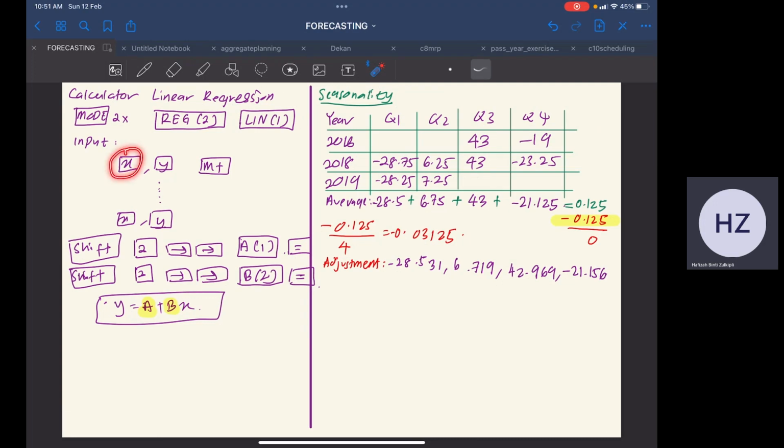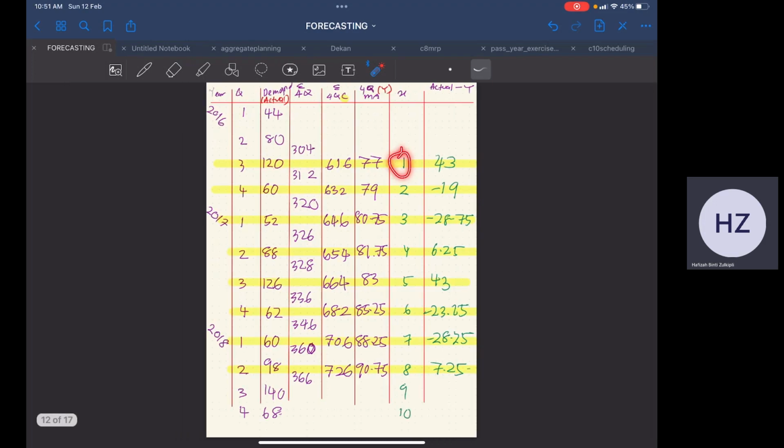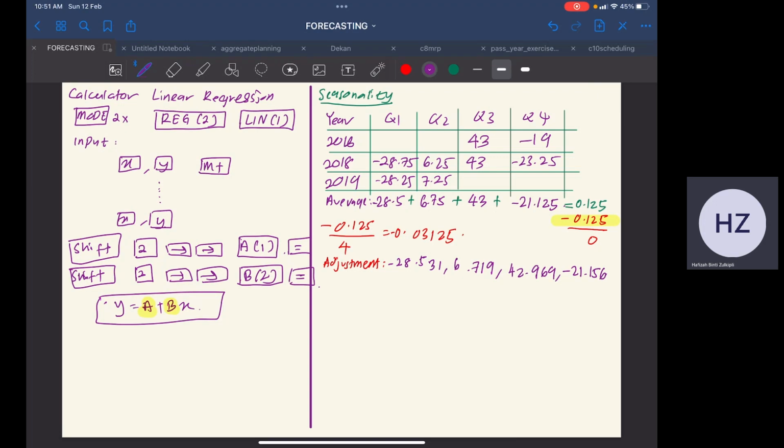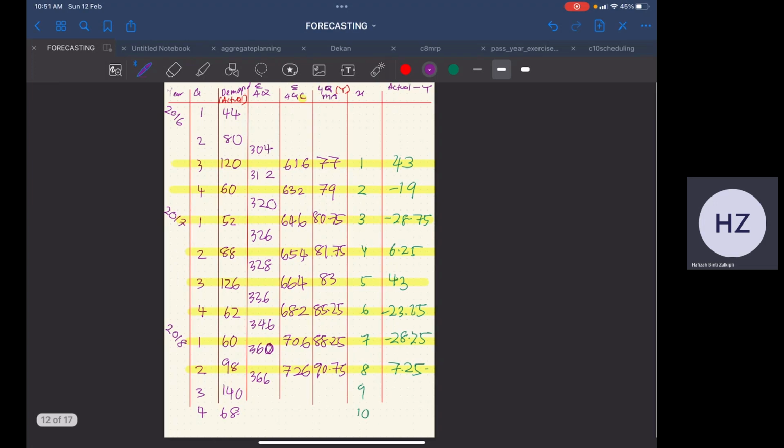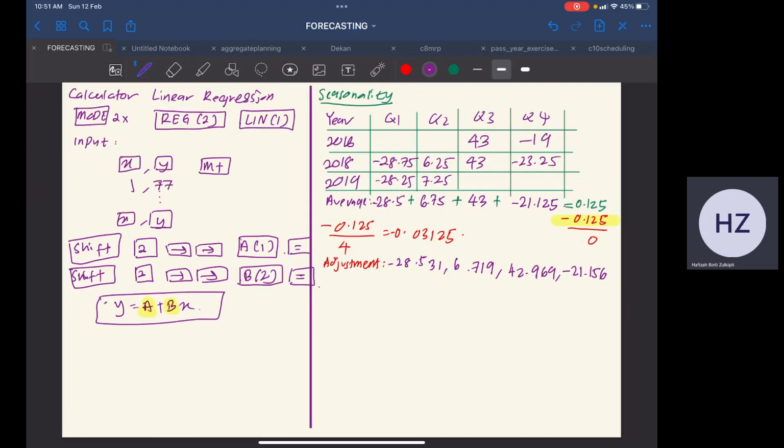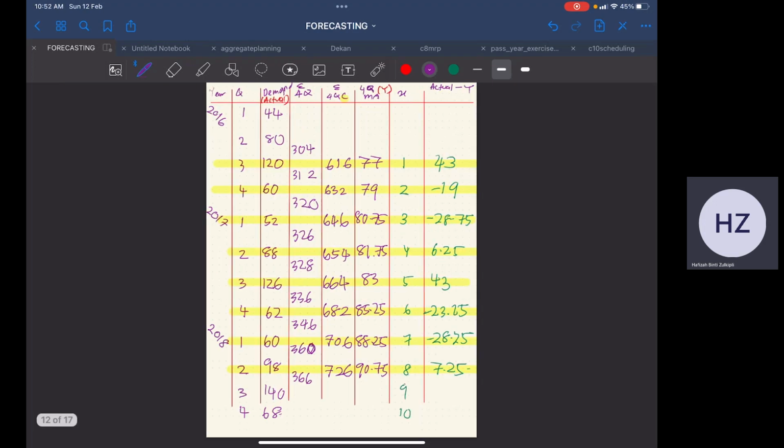So you need to press the X value, which is 1, comma, Y, and then press M plus. Okay, so now we have X. For example, I have 1, so I need to press comma, 77, and then I press M plus. So you need to press the comma also. So we need to key in the X up until 8.